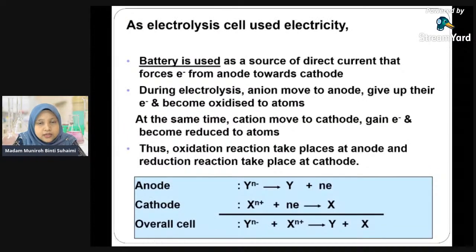As the electrolytic cell uses electricity, a battery is used as the source of direct current that forces electrons from anode towards cathode. During electrolysis, anions move to the anode, give up their electrons and are oxidized to atoms. At the same time, cations move to the cathode, gain electrons and are reduced to atoms. Oxidation takes place at the anode and reduction takes place at the cathode. You must remember this. This is how we write the anode, cathode, and the overall cell reaction.